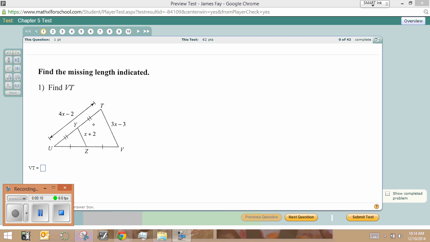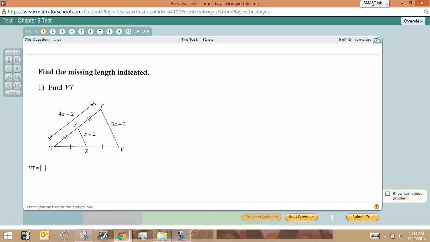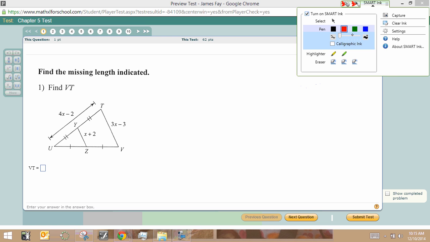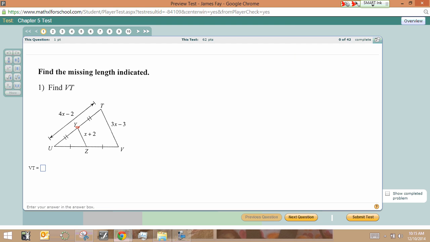This one says find VT. We have to look at the information here and realize what kind of segment YZ is. Because these are midpoints, that's a midpoint, and that's a midpoint, then we know that segment's a mid-segment. And we learned that mid-segments are half the length of the side of the triangle that they are parallel to. Okay, so YZ is equal to 1/2 TV.